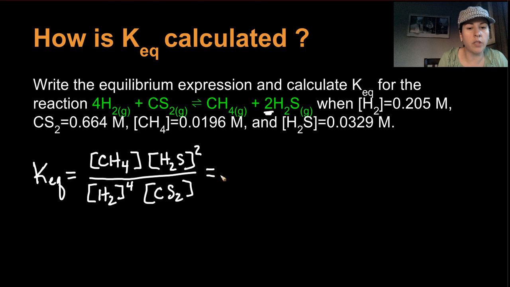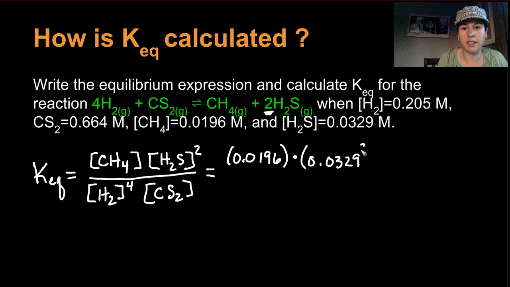So what I want to do is plug my numbers in for that, and so we should have in the first one 0.0196 for our methane, okay, and we're going to multiply that times our 0.0329 to the second power, and we are only squaring this number here, not both of them. Okay, so square the number first, then multiply them.